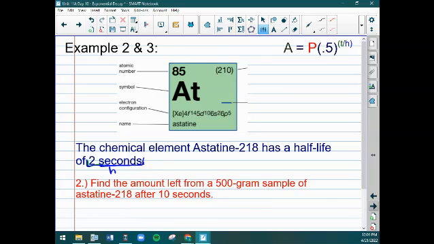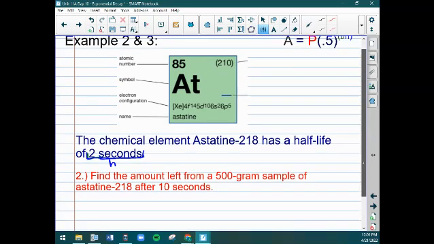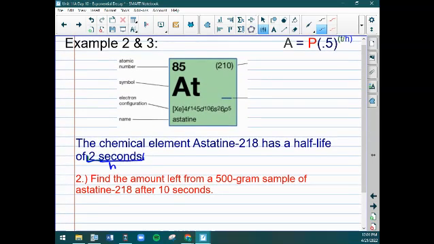Find the amount left from a 500-gram sample of astatine 218 after 10 seconds, okay? So I want to find A, and that's equal to the initial amount. It's saying I've got 500 grams. That represents my initial amount of astatine.